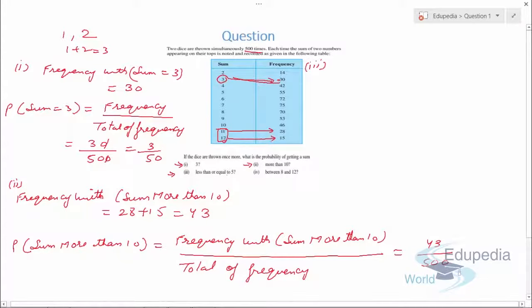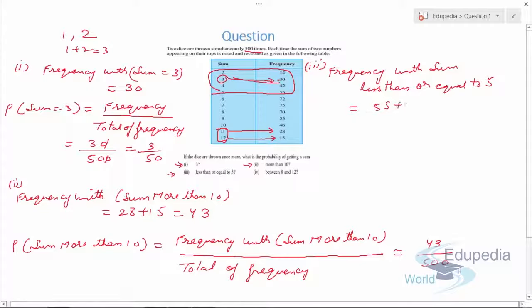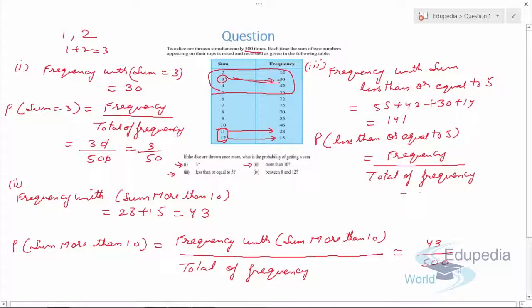Now the third part says that it's less than or equal to 5. So this means we have to add all these frequencies. We can say that the frequency with sum less than or equal to 5 will be equal to, we need to add all this. So let's add it: 55 plus 42 plus 30 plus 14. When you add them, it will come out to be 141. So the probability with less than or equal to 5 equals the frequency upon the total of frequency. So this will be equal to 141 upon 500.